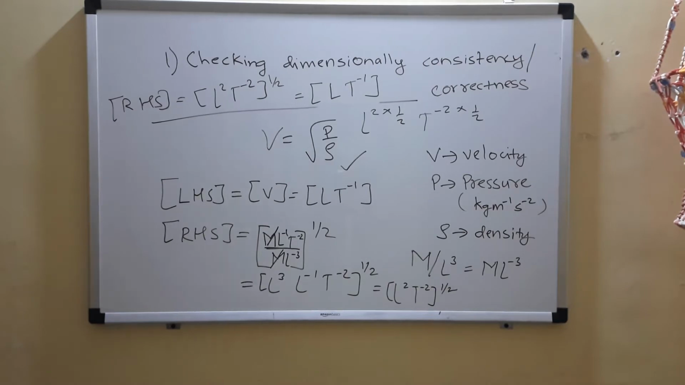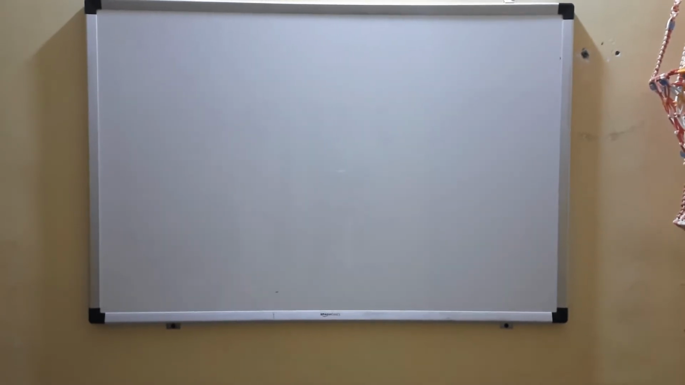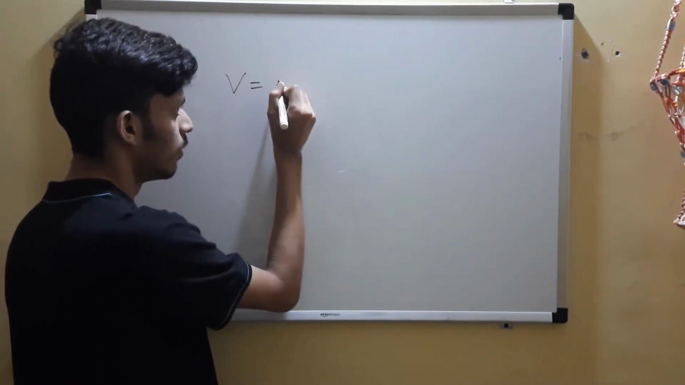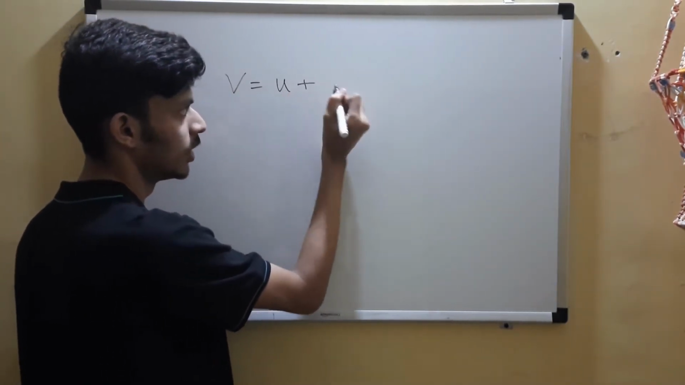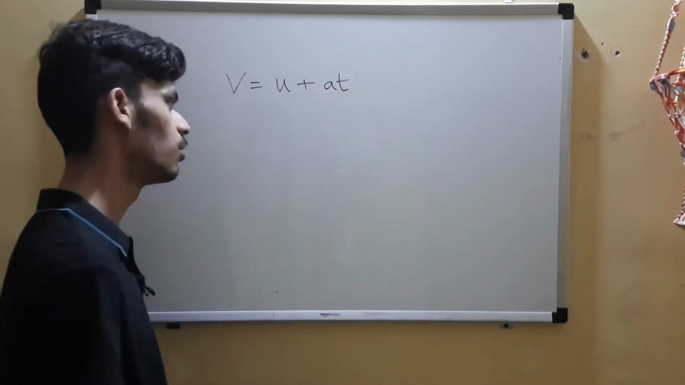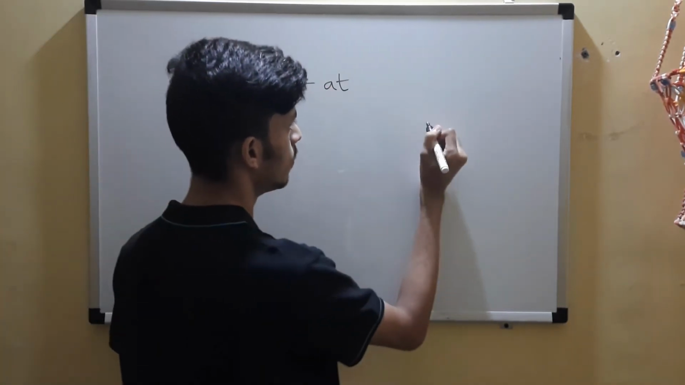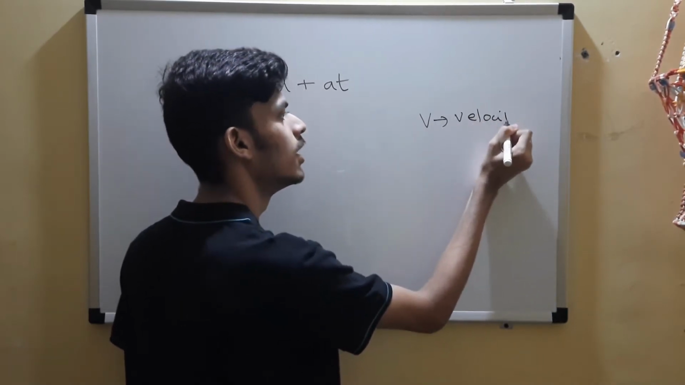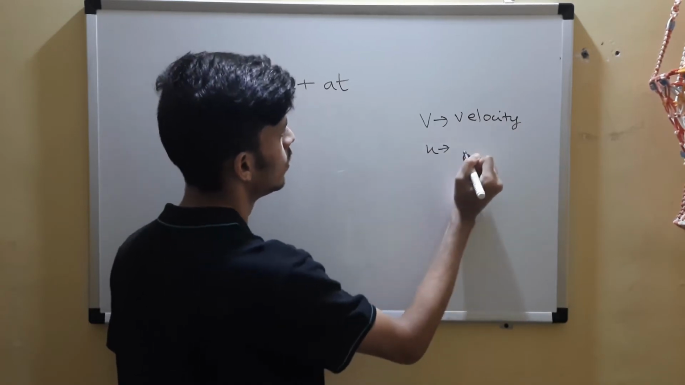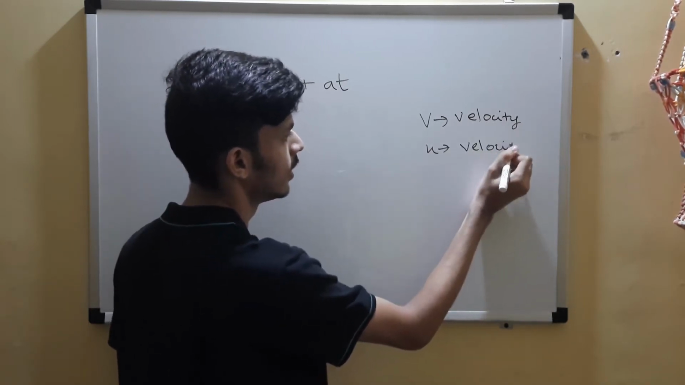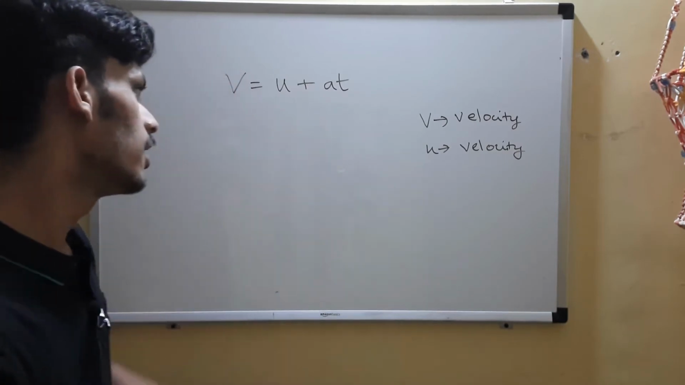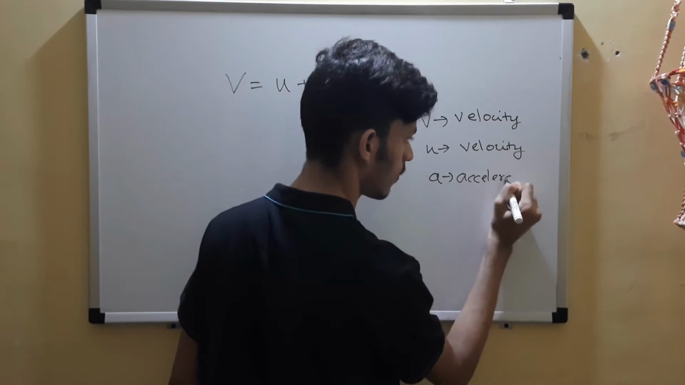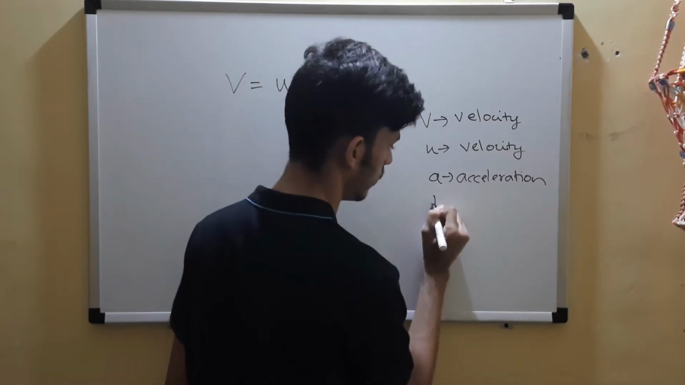So let's try something different now. Now let's try some examples of this sort, which have plus minus signs in between. So v is equal to u plus at. Very famous, you might know it. V is final velocity, or you can just state it as velocity. U is also velocity, initial velocity, doesn't really matter here. A is acceleration as usual, and T is time.